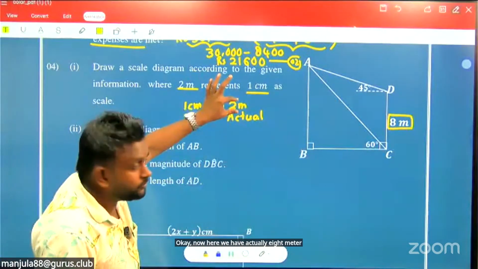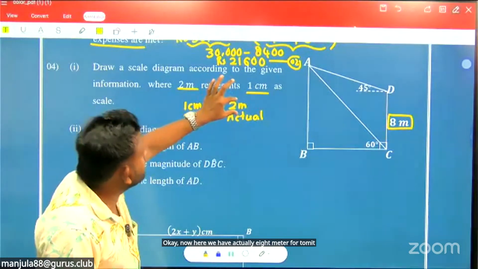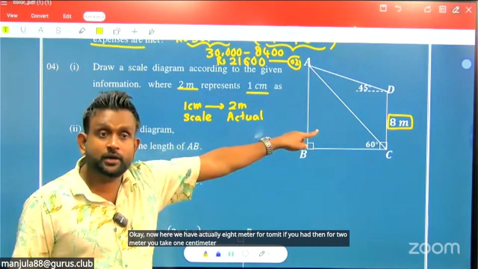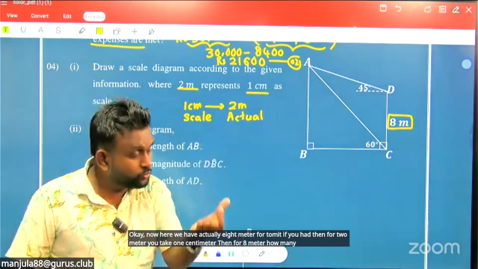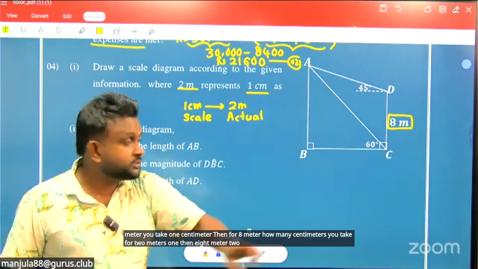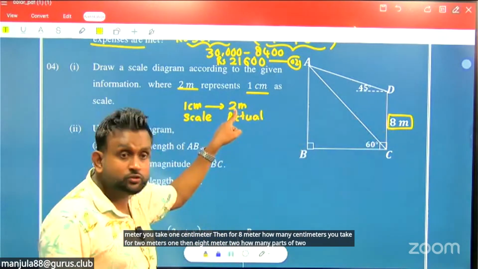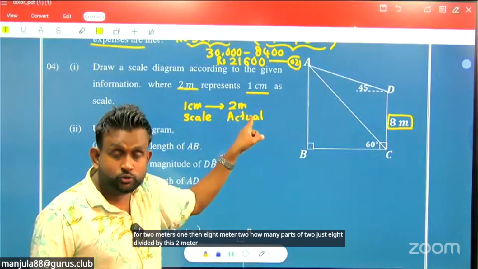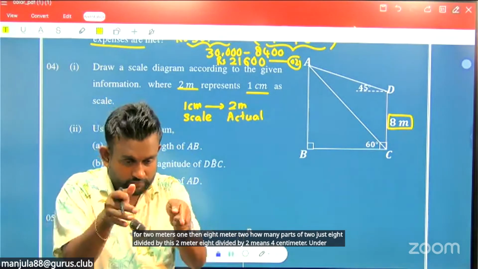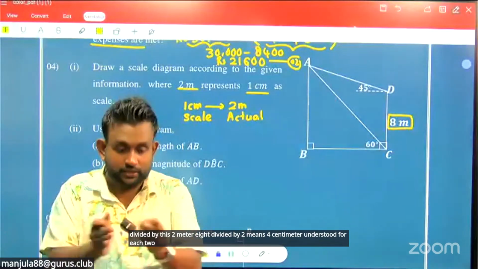For 2 meters you take 1 centimeter. Then for 8 meters, how many centimeters do you take? For 2 meters, 1; then for 8 meters, how many parts of 2? Just 8 divided by 2 meters. 8 divided by 2 means 4 centimeters. Understood? For each two you draw 1 centimeter.